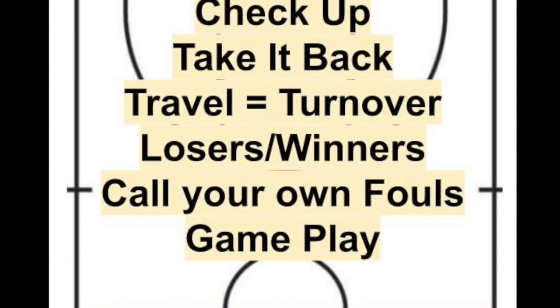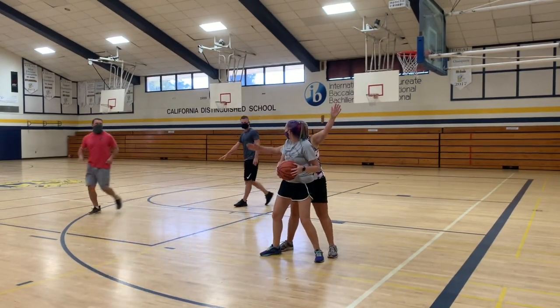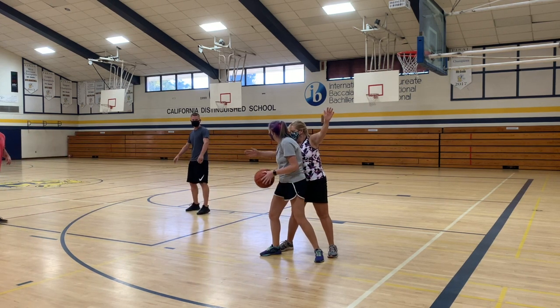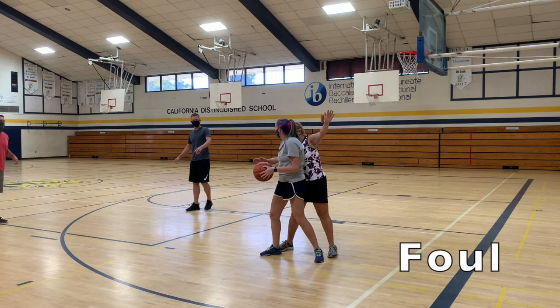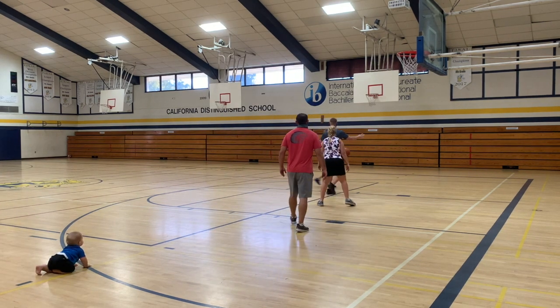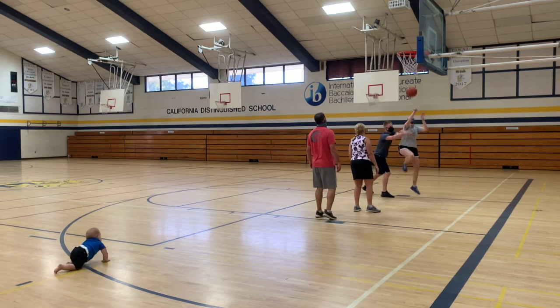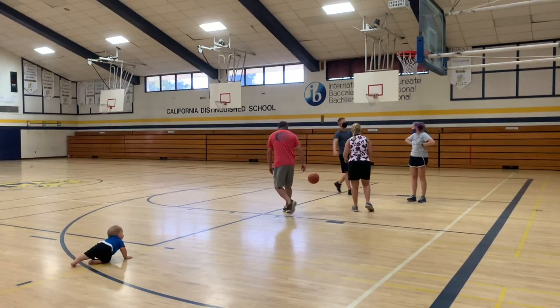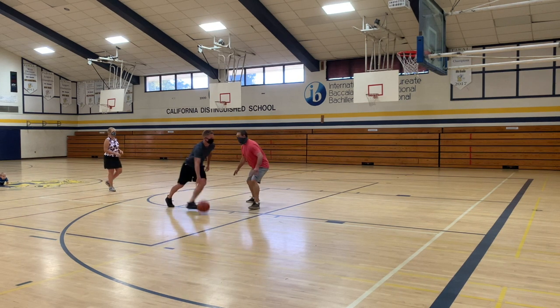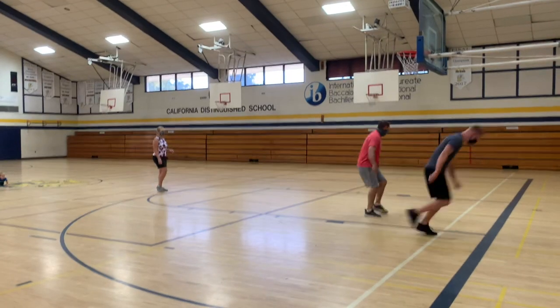What does it mean to call your own fouls? First, you need to know what a foul looks like. Anytime a player strikes another player's hand or any part of the body, even if it's on accident, is a foul. Typically, you'll see fouls when someone is going up for a layup or someone is shooting and the other player goes for the ball but accidentally hits their hand. That is a foul. And in half-court basketball, if you are fouled, all you do is call the foul by saying foul, and you take the ball up top, check it up.